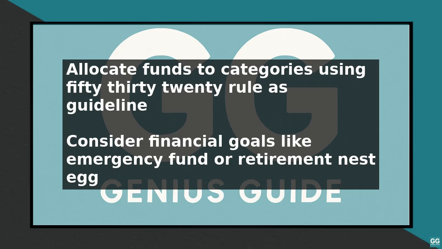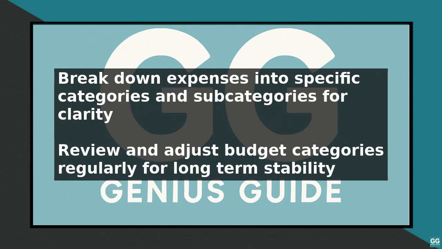In addition to setting budget categories, EveryDollar also allows you to set up subcategories to further track your expenses. For example, under the food category, you can create subcategories for groceries, dining out, and takeout.